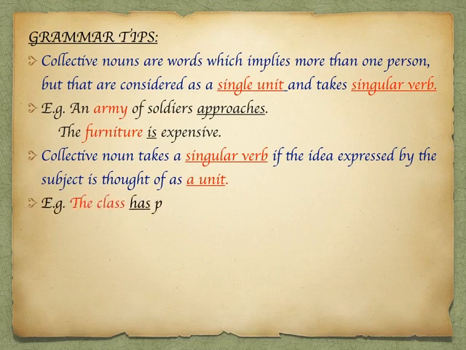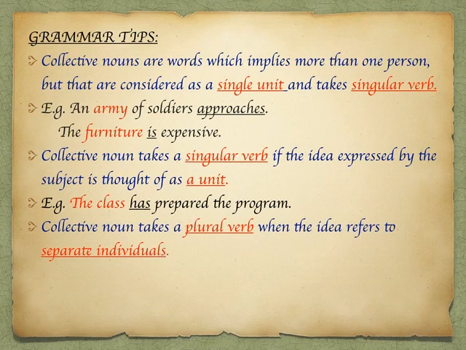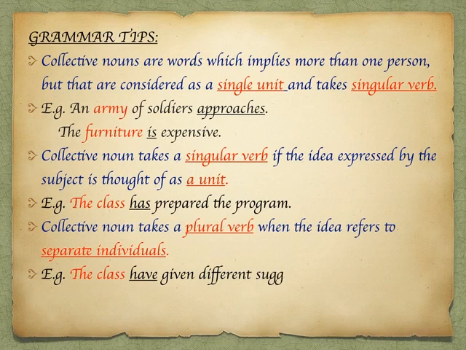For example, the class has prepared the program. So here the whole class has prepared for the program. They are doing the same thing. Collective noun takes a plural verb when the idea refers to separate individuals. So here the collective noun which presents the group are acting separately. For example, the class have given different suggestions. So here the class is not taken as a whole unit but it refers to the members of class separately or individually.